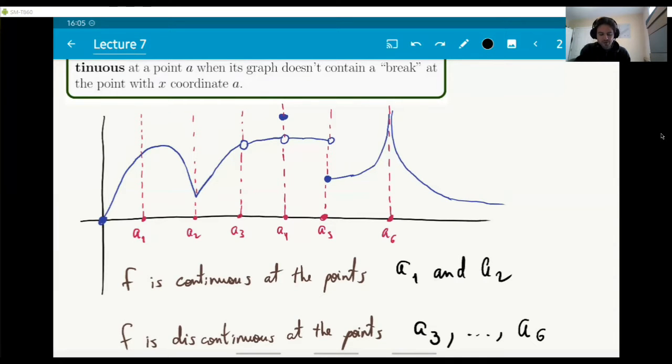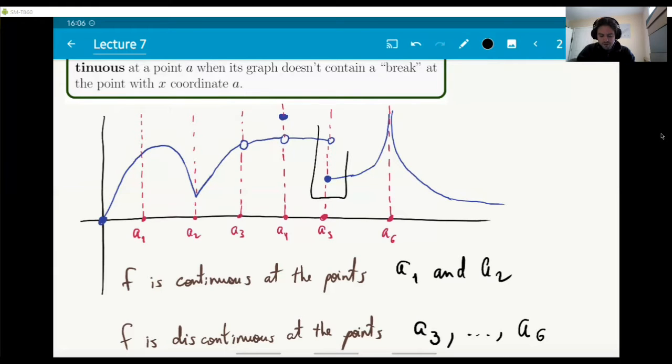Now, A3 is a point of discontinuity because there is no value defined for the function. So there is a hole in the graph. And at A4, there is also a hole. The only difference between A4 and A3 is that there is a value defined for f of A4. But you can think of it as not consistent with what the graph wanted to be. Because of this hole there, we say that the function is discontinuous at that point.